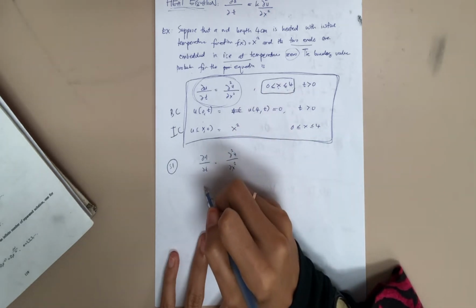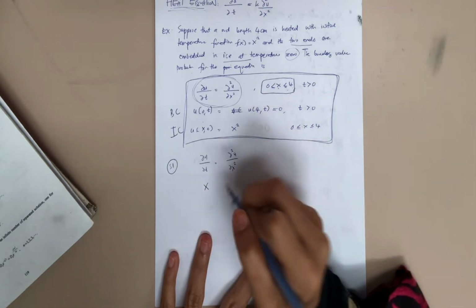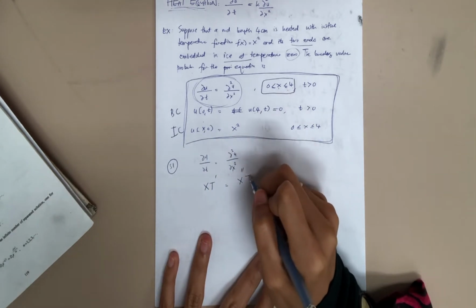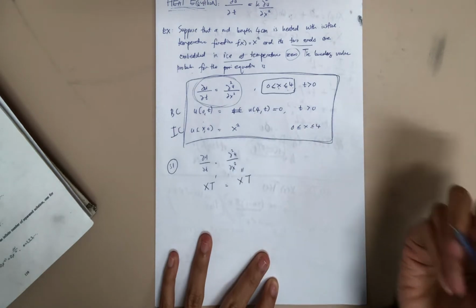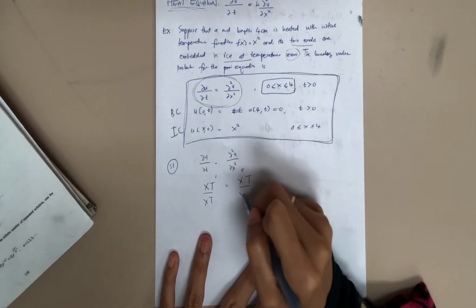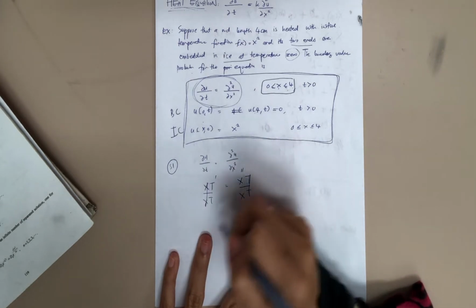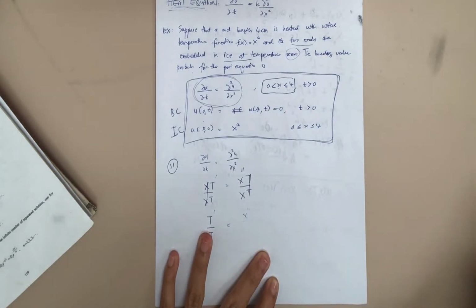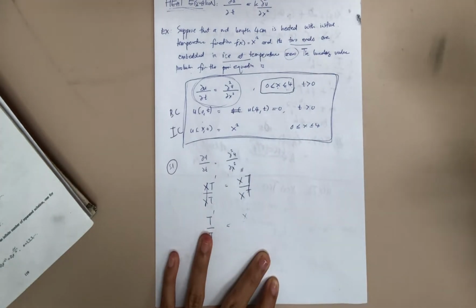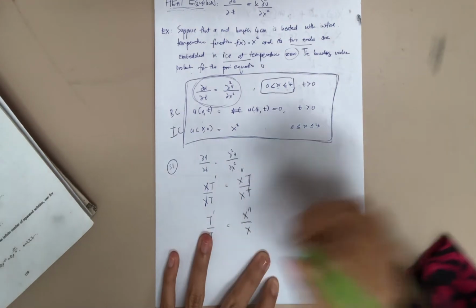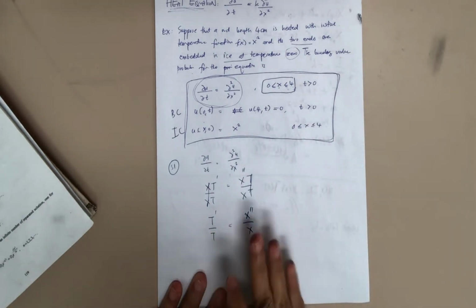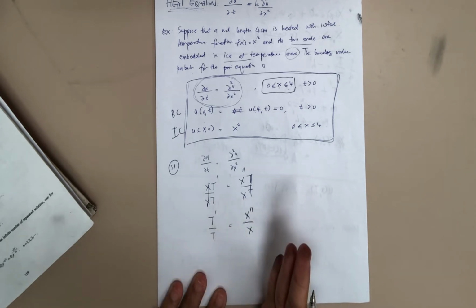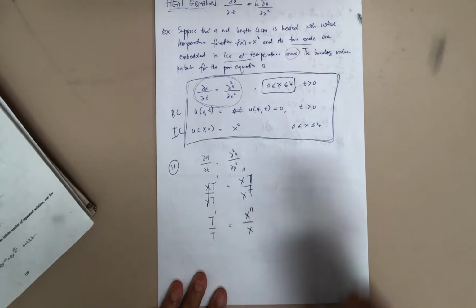So what will you apply? You will replace with X(x)T(t), so T prime times X equals X double prime times T. Then divide by X T. This one can cancel, this one can cancel, so we have T prime over T equal to X double prime over X. So you can see this is separable, because on one side you just have the T equation, and on the other side we just have the X equation.